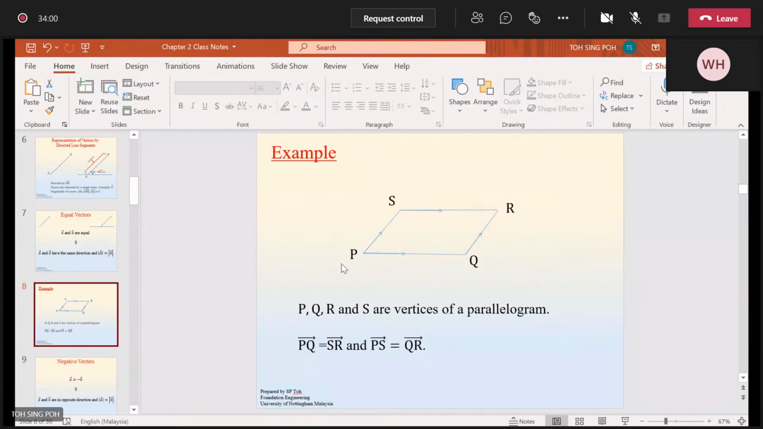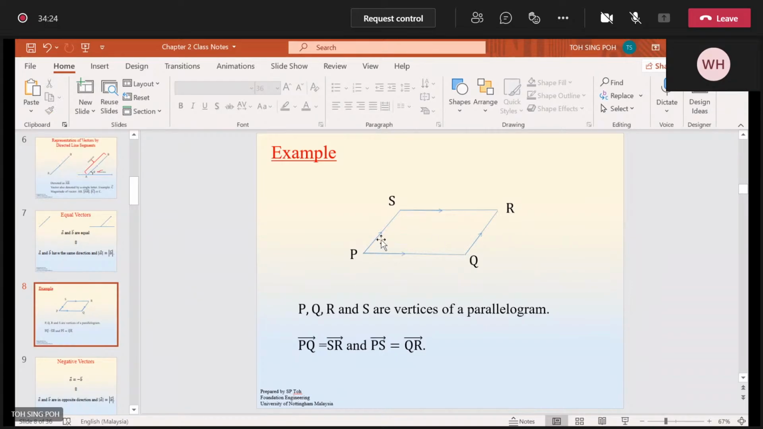So if you put this one as a P, then the Q must be this one, followed by R and the S. But if you put the S, this vertex, as a P, then this one should be Q, this one should be R, this one should be S. This is our convention. So for this parallelogram, you look at this diagram, you see we not only have this line, we also have the arrowhead.